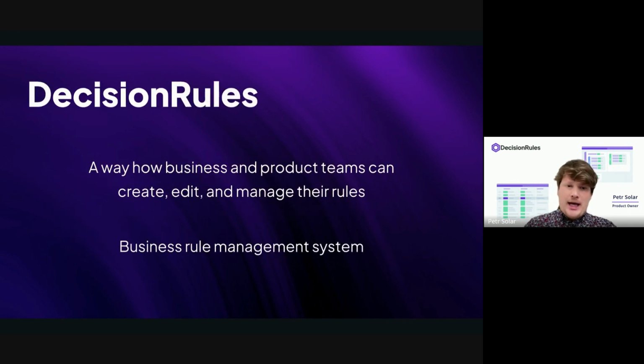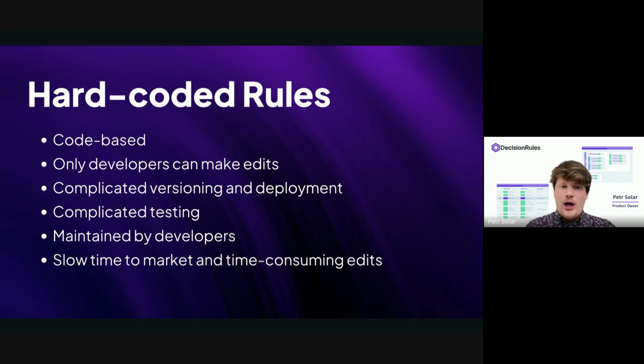First, it would be good for you to know what DecisionRules is and what you can use it for. DecisionRules, by definition, is a business rule management system: a platform where your business and product teams can create, edit, and manage their rules without relying on internal IT. That's a common problem of today's banks. They rely on hard-coded rules that can be edited only by developers, with complicated versioning and deployment. Testing is also done by developers, and the time to market for any change is time-consuming and heavy on the development team.